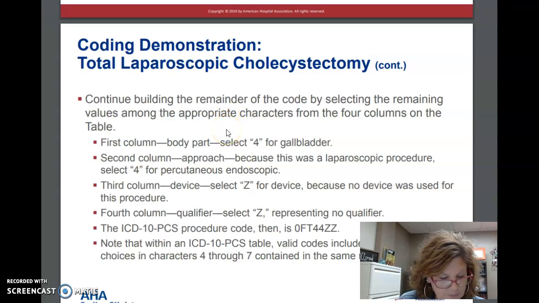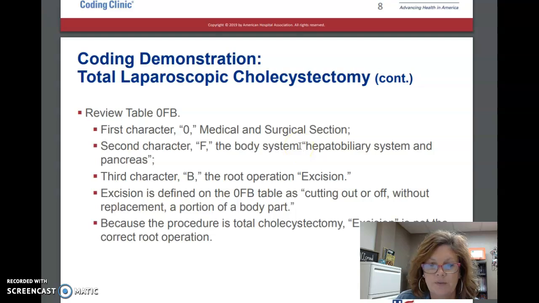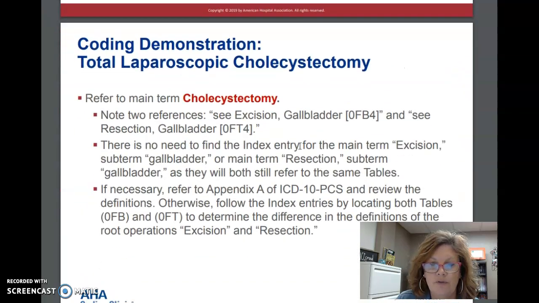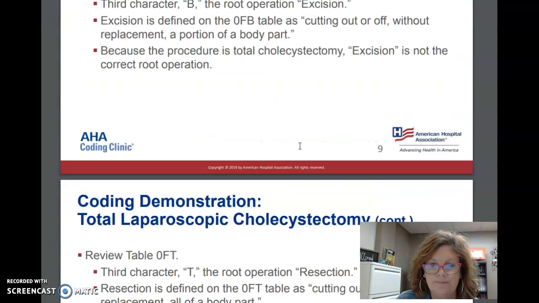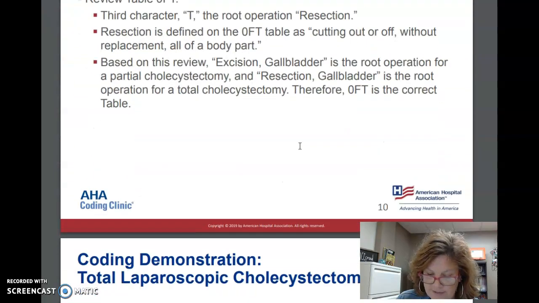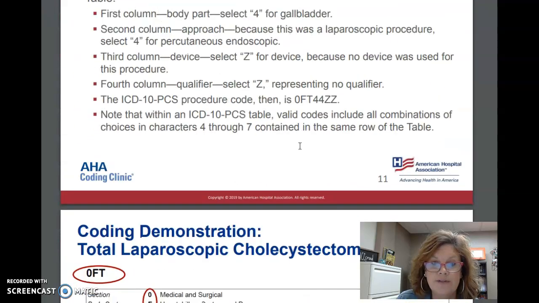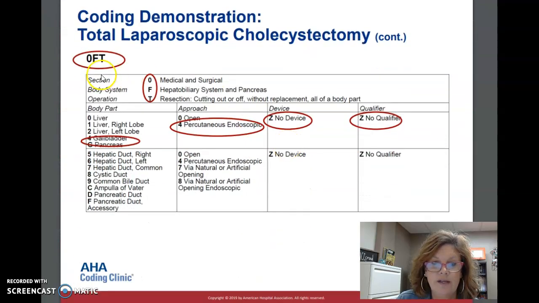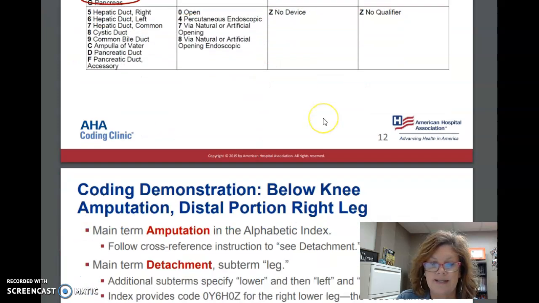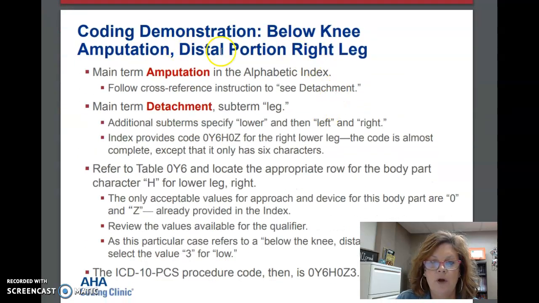So as I'm looking in my book, medical surgical resection, all right? First column, we know it's the gallbladder. Again, I have to stay in that same row. And then it's going to be percutaneous endoscopic, because that's what it's stated up here for the approach. And then no device, no qualifier. So my code for this one is going to be 0FT4ZZ.